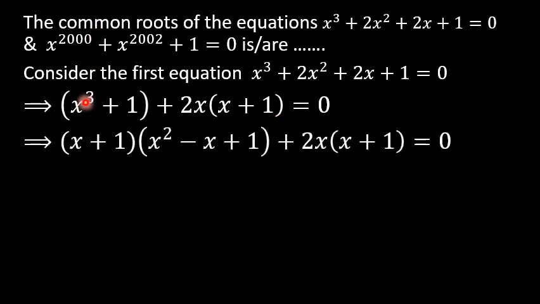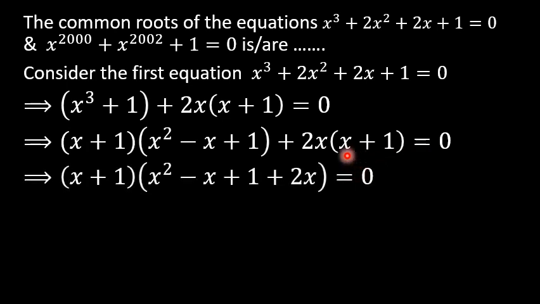Now let us use the formula for this first term, that is x cube plus 1. We know that a cube plus b cube is equal to a plus b into a square minus ab plus b square. Here a is x and b is 1. So we will apply the formula. We have x plus 1, that is a plus b, into a square is x square minus ab is x into 1 plus b square is 1 square, which is 1 here. So first term x cube plus 1 becomes x plus 1 into x square minus x plus 1, and let us write the second term as it is, that is 2x plus 2x into x plus 1, which is equal to 0.